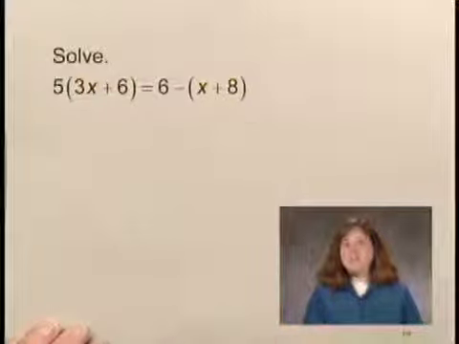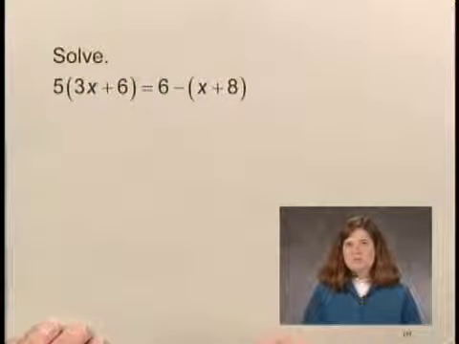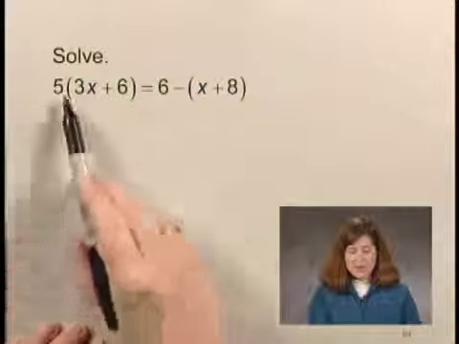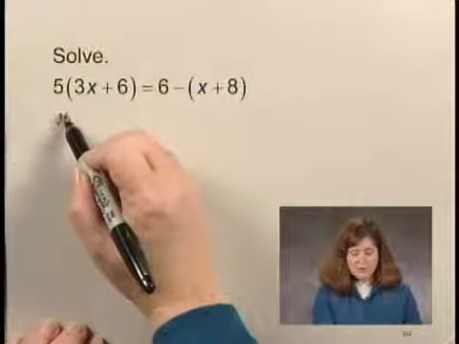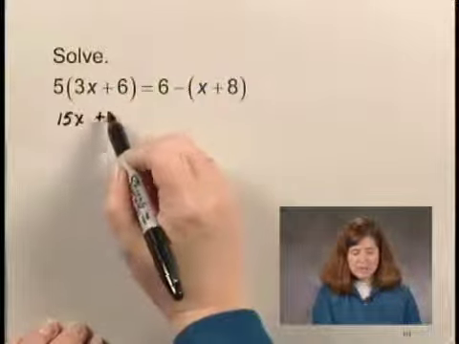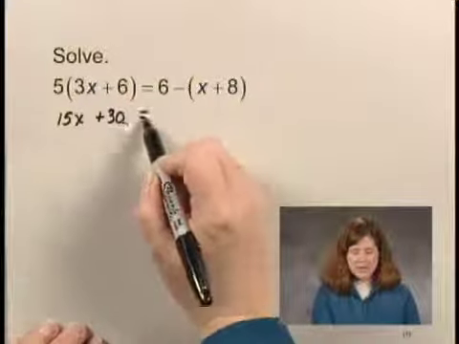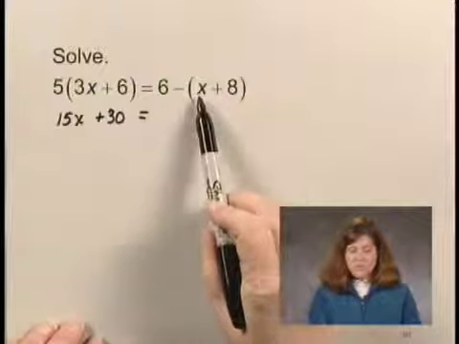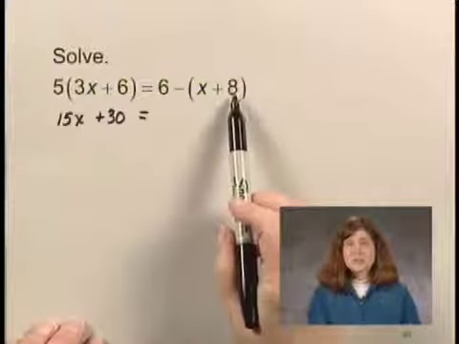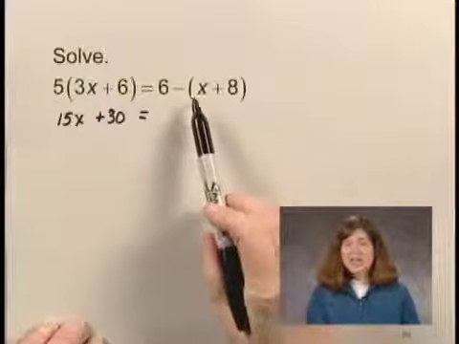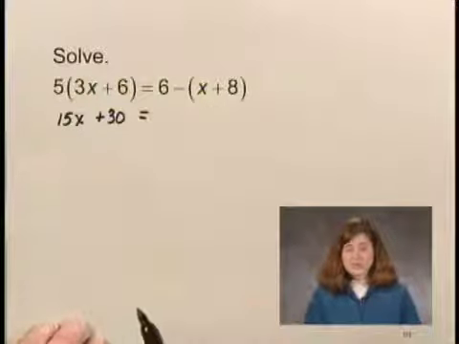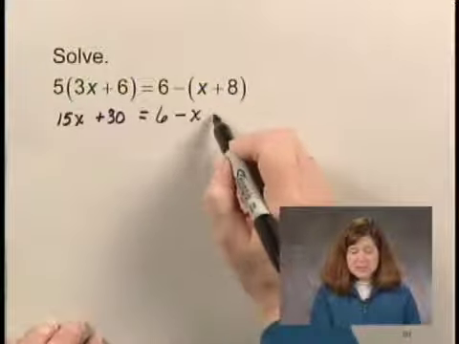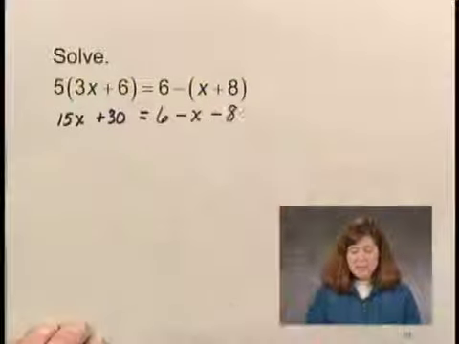When you have parentheses, in order to solve the equation, you first want to multiply in order to remove the parentheses. So here we would have 15x plus 30. On the other side of the equation, we're subtracting the quantity x plus 8. So when we remove the parentheses, we change the signs of both terms in the parentheses. That would give us 6 minus x minus 8.